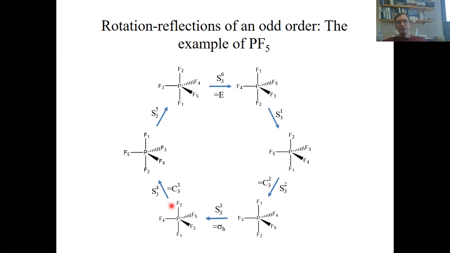And in addition to that, S3^4 is the same as C3^1, because if you rotate 4 times, that's the same as though we would rotate only 1 time. And reflecting 4 times is as though we are not reflecting at all, because we're reflecting an even number of times. Okay? And that means that actually only S3^1 and S3^5 are unique symmetry operations. The other ones can be expressed by simpler symmetry operations. So let us stop at this point.